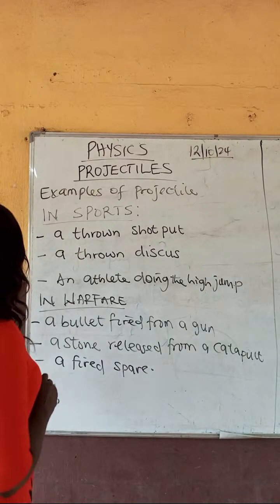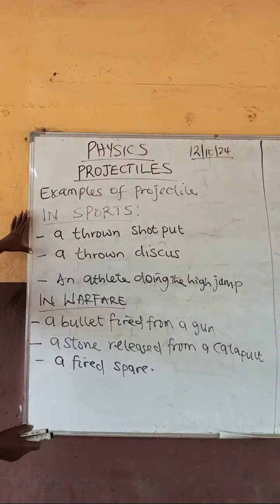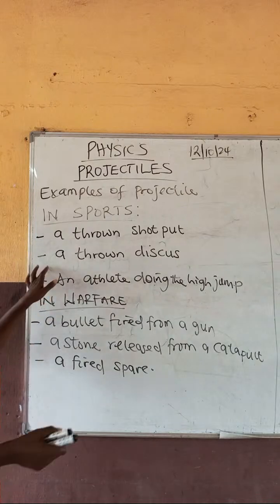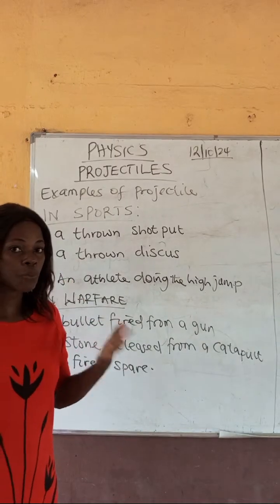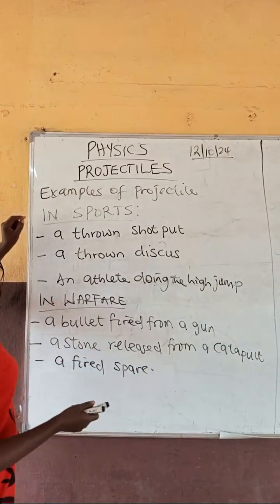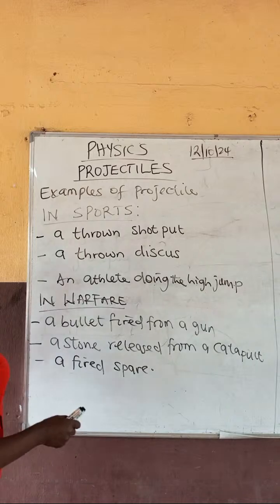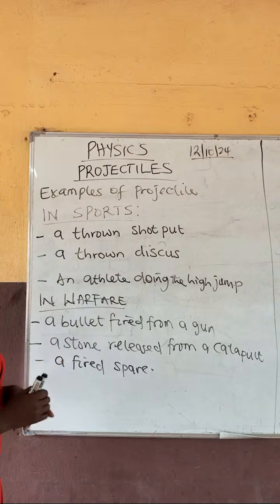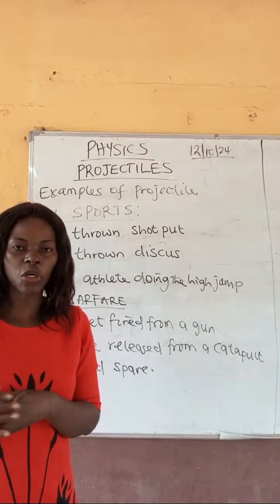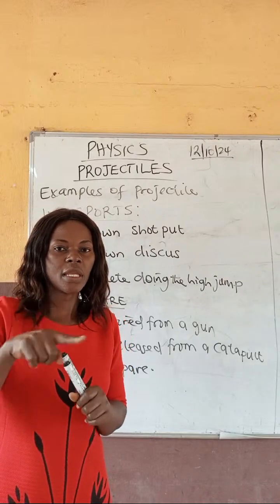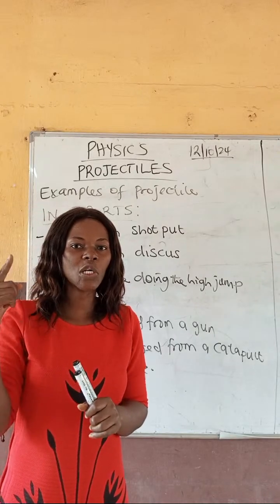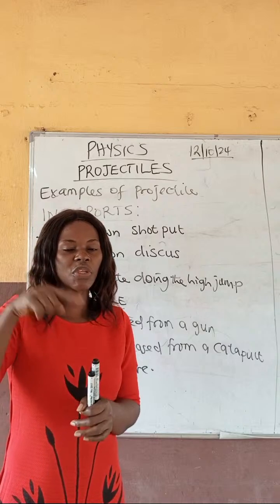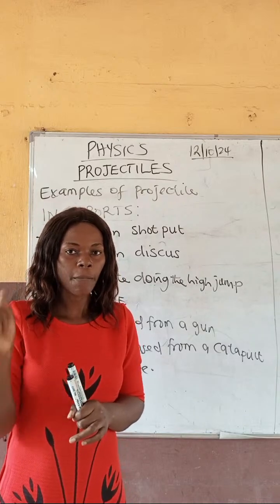Now, looking at these examples of projectile, this is the aspect of projectile in sports. In sports, we can also include a thrown football, okay? Now, we have a thrown shot put, a thrown discus, an athlete doing the high jump. Once this is into motion, the object must move in parabola. The object must move in parabola. And parabola means trajectory, right? It will return to the same level from which it was projected.